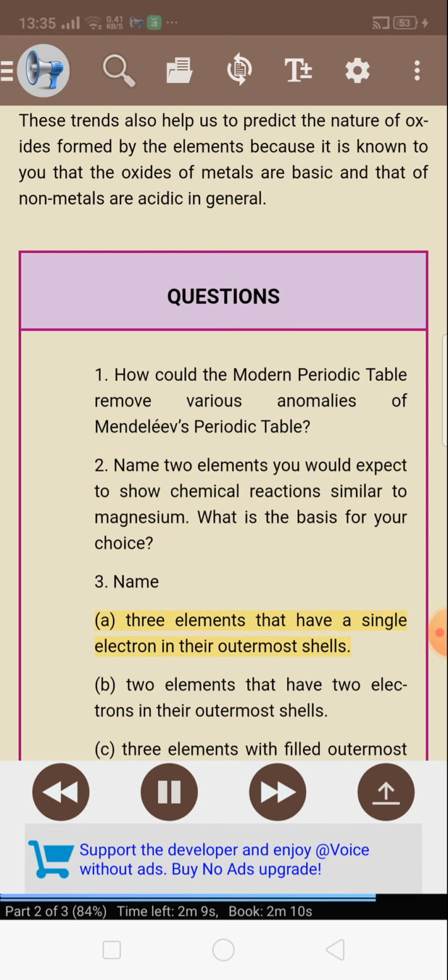B. 2 elements that have 2 electrons in their outermost shells. C. 3 elements with filled outermost shells. 4. Lithium, sodium, potassium are all metals that react with water to liberate hydrogen gas. Is there any similarity in the atoms of these elements?